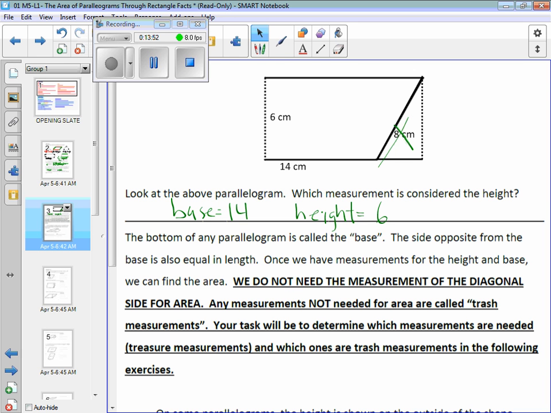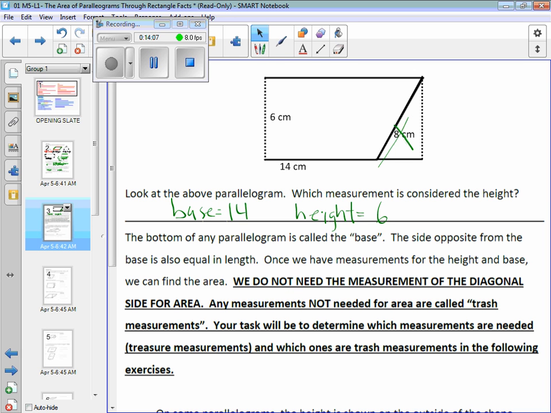So the whole gist of this lesson is now that we know it's base times height. How much time do you got? 8 minutes. 2 minutes? All right. Well, we're going to be perfect. So your homework is very manageable tonight, but let me get you through the exercises.